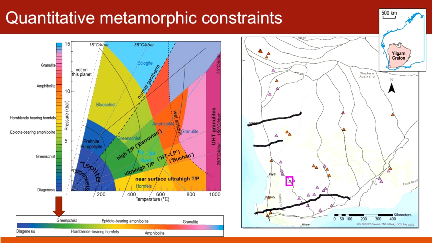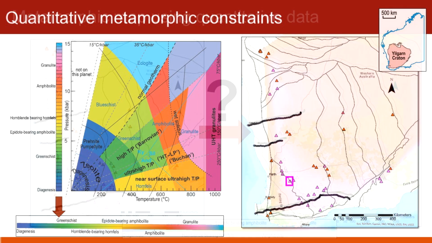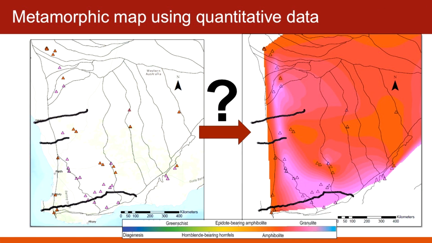To show a better visualization instead of just point data, I decided to interpolate it, just to show the real issue we have with our current metamorphic constraints and data sets. While we do have a nice PT constraint, or a quantitative set, when we interpolate that, it turns out everything is granulite or amphibolite facies in the West Yilgarn, which is really exciting if you're a metamorphic petrologist because you're like, oh my God, garnet everywhere, yay. That's not the case, sadly.